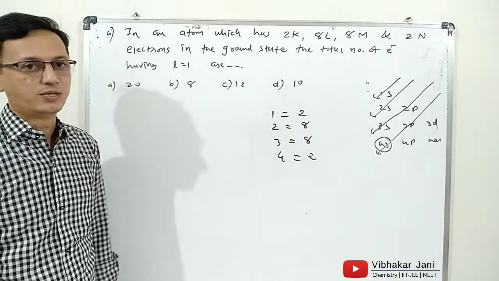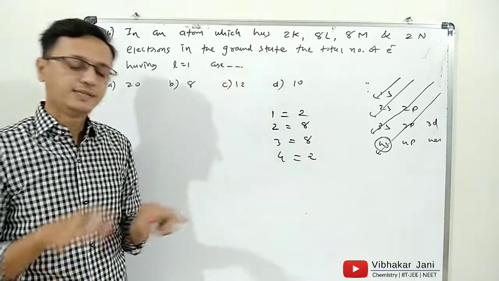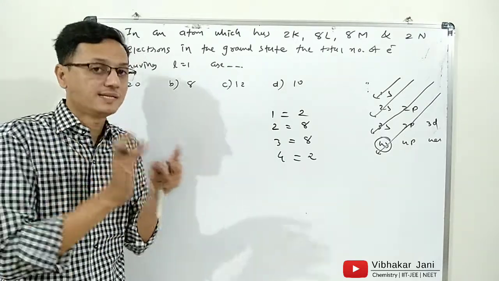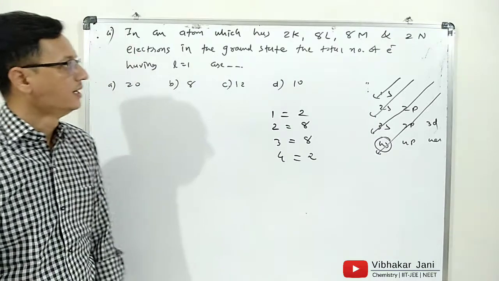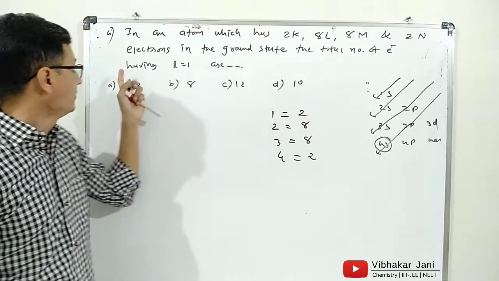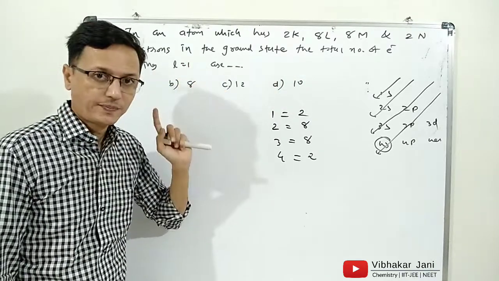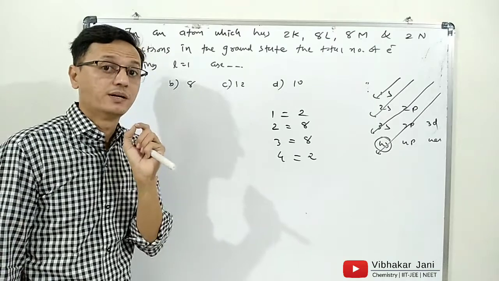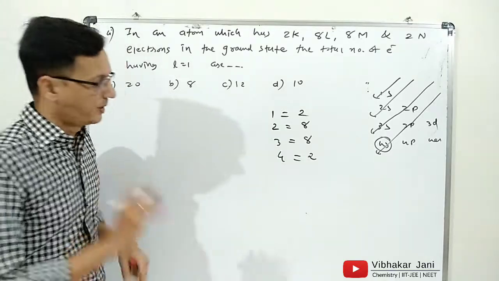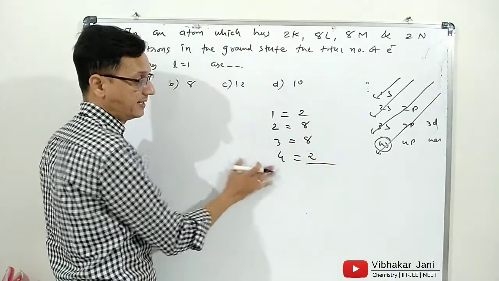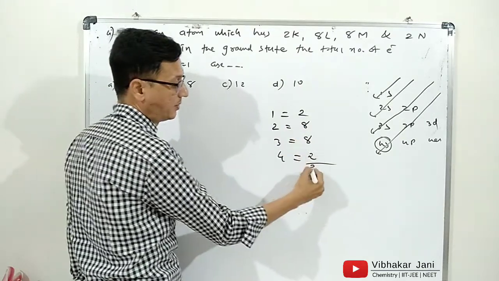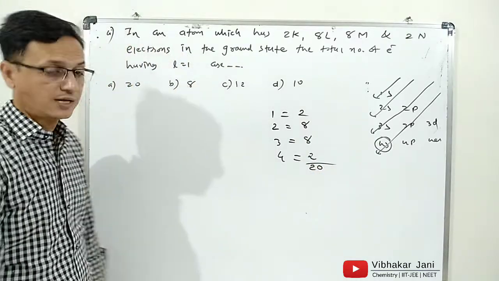The configuration is given and they ask in ground state, that means in normal condition, there is no excited electron in it. Now what is ground state and what is excited state, we will also come to know. So in ground state, the electronic configuration, the total number of electrons having l equal to 1 are? So l equal to 1, that means p orbital. All the electrons in the p orbitals, how many in total? First let us see what is the total number of electrons in this element. 2 plus 8 is 10, plus 8 is 18, and 2 makes 20. So total 20 electrons are to be filled.